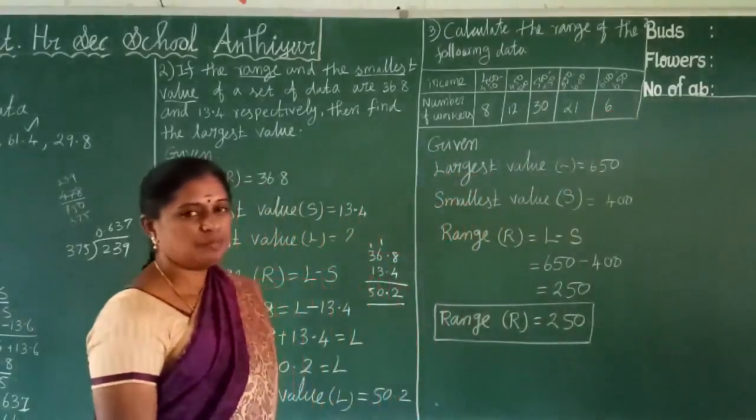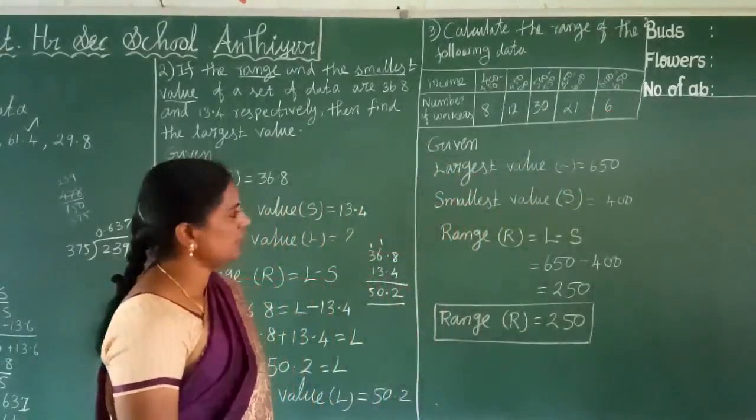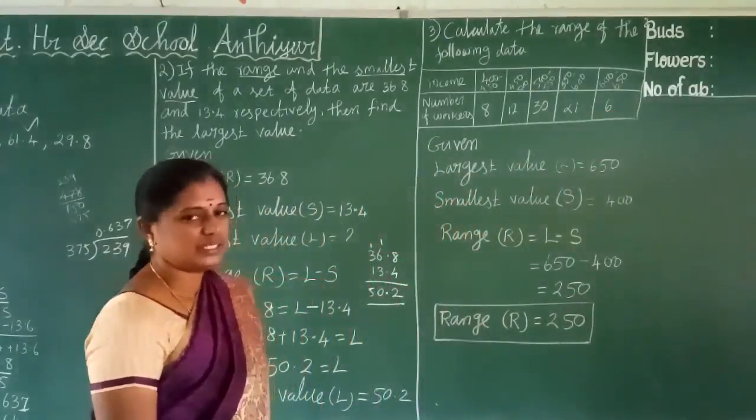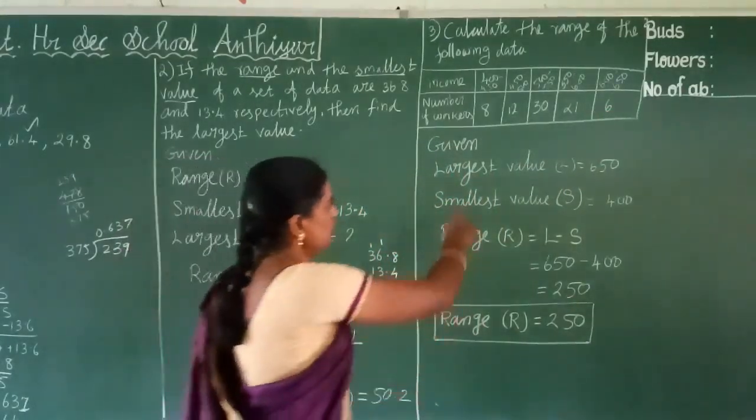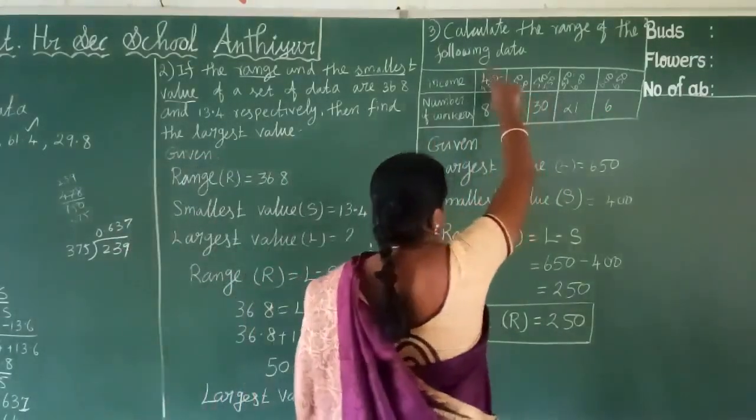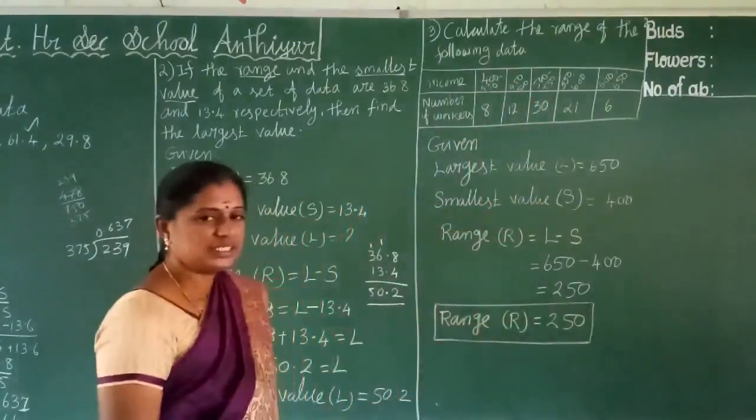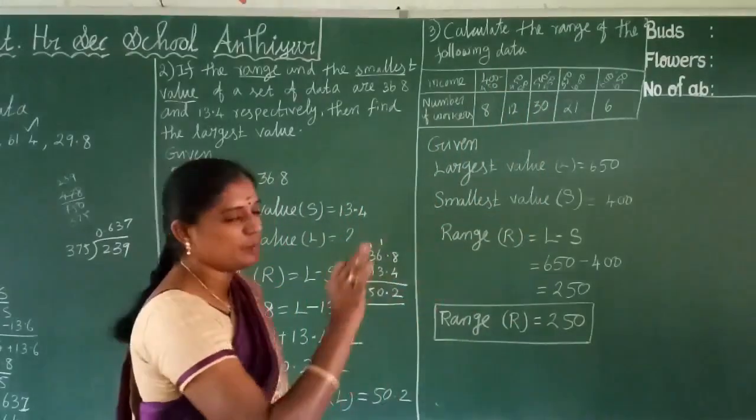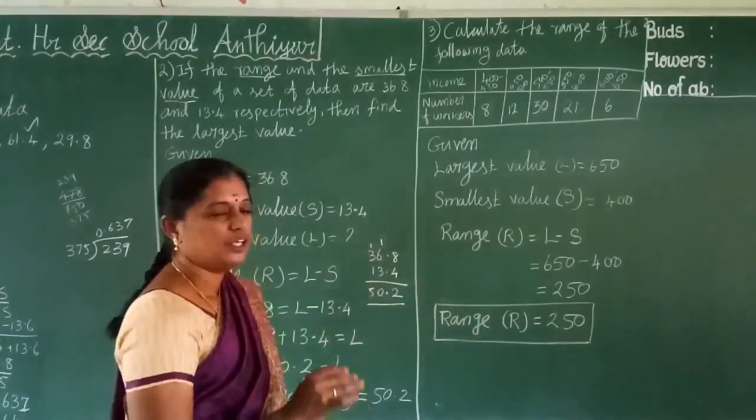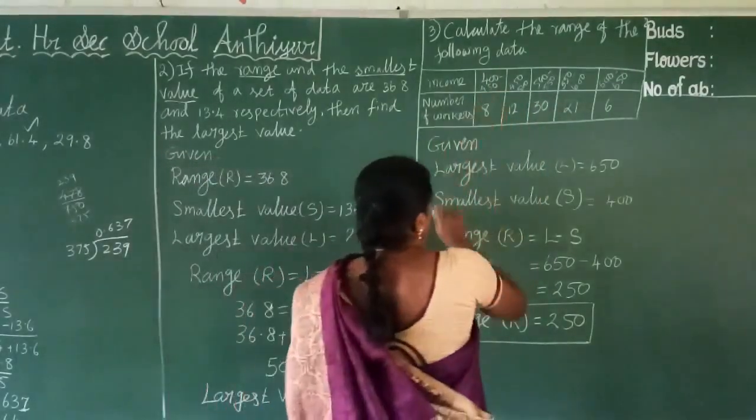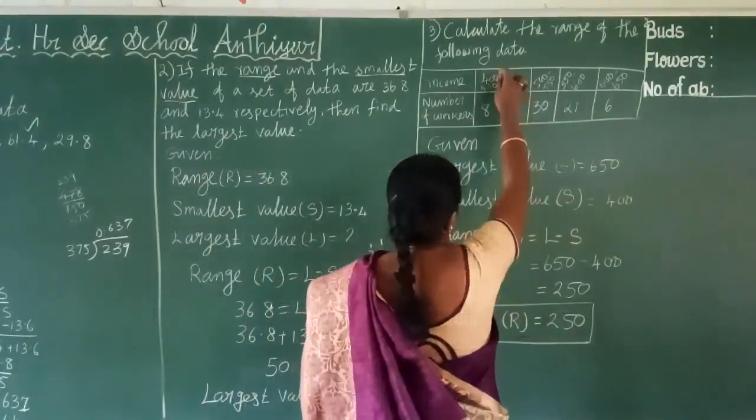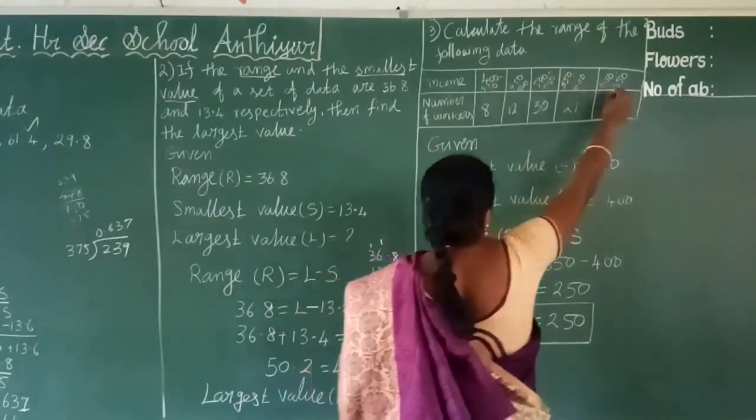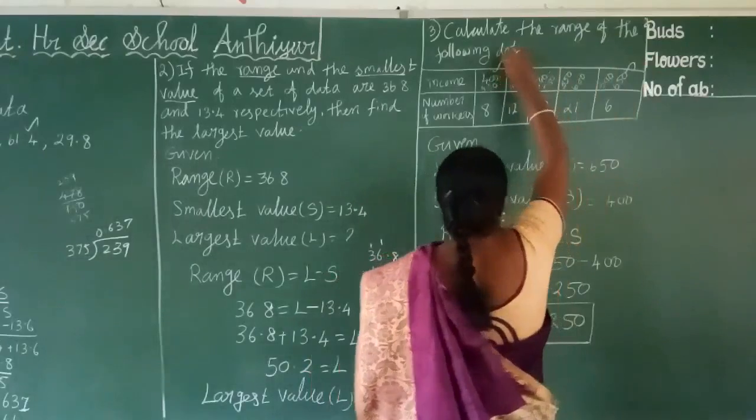Clear? The same things. You want to find the largest and the smallest to find the range. So here, what is the largest value? For the starting amount it is 400, 400 to 450. And the ending amount is 600 to 650. So what is the smallest value? Income 400. Largest 650. Clear?